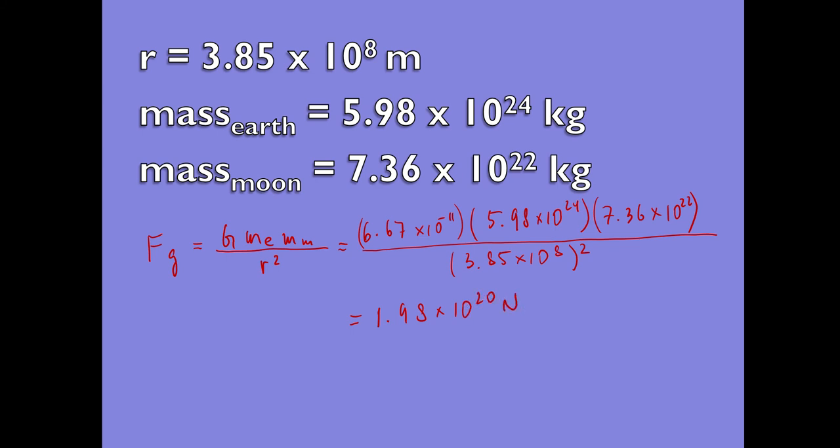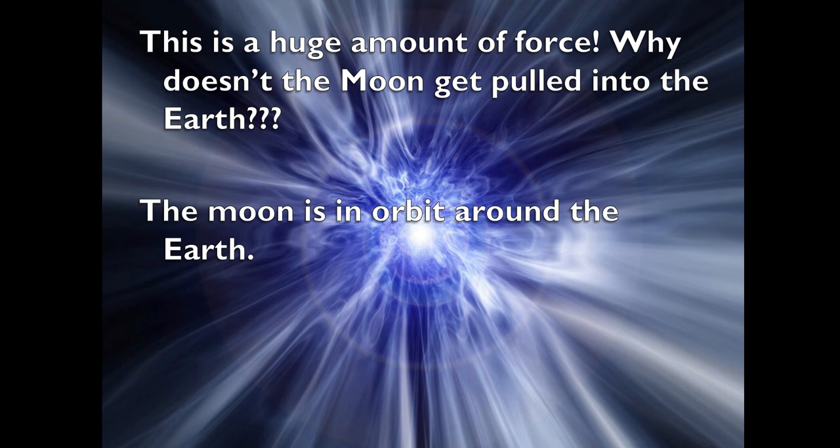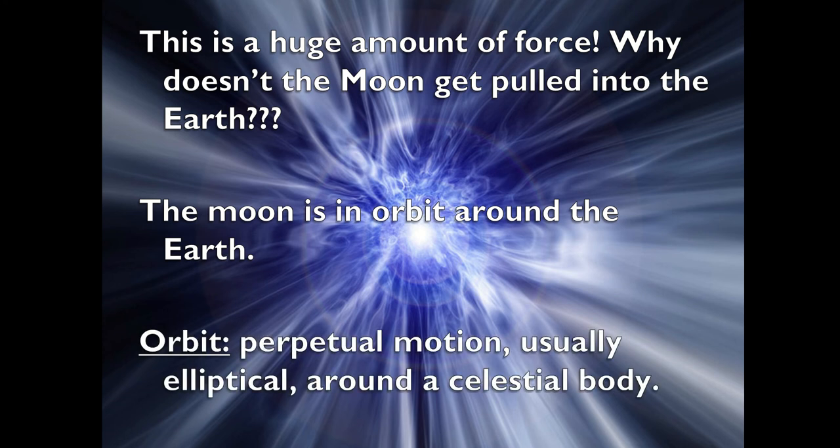That looks like a pretty big number. So how come, given that amount of force, the Moon doesn't just get pulled towards the Earth? The reason is that the Moon is in orbit around the Earth. The orbit itself is perpetual motion, which is usually elliptical but can be really close to a perfect circle, which the Moon is sort of close to. It's slightly elliptical. That's why we actually get high and low tides, so one tide is slightly bigger than the other.